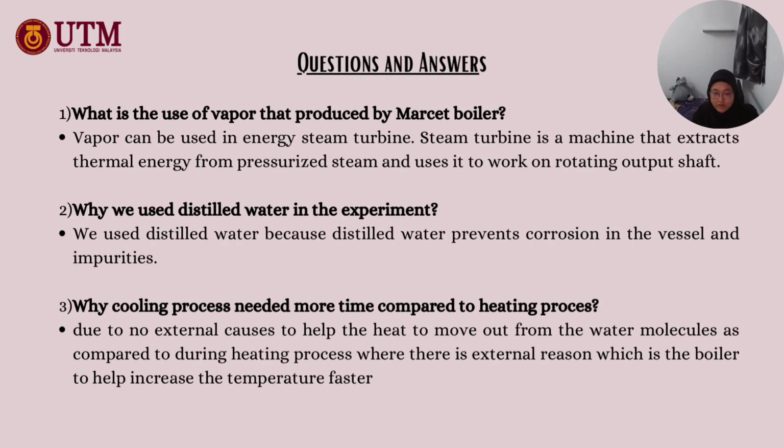These are the questions and answers that we got from the experiment. First, what is the use of the vapor produced by the Marcet boiler? Vapor can be used in a steam turbine. A steam turbine is a machine that extracts thermal energy from pressurized steam and uses it to do work on a rotating output shaft. Second, why do we use distilled water in the experiment? We use distilled water because it prevents any corrosion in the vessel and any impurities.